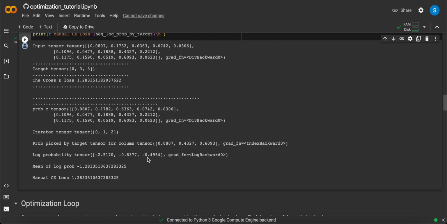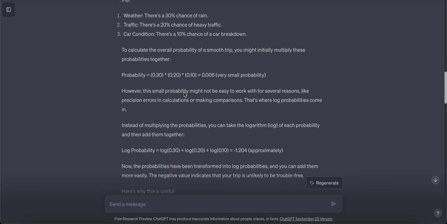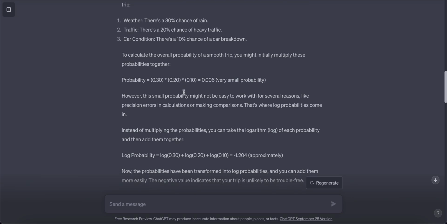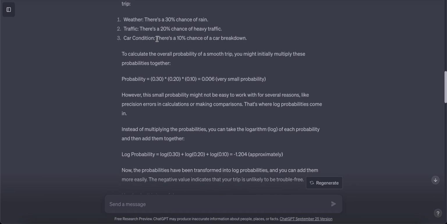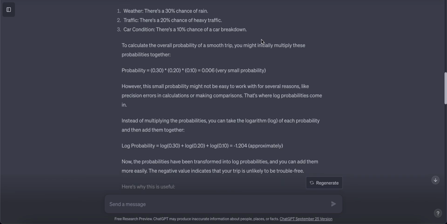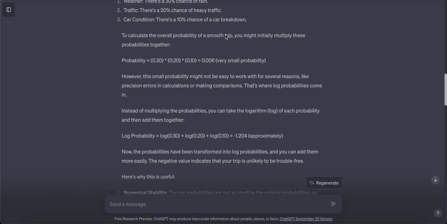Now log likelihood and log probability are very interesting concepts, and I'm just going to quickly show this ChatGPT example, which I really like. I did show this in a previous video, but I think it's important to go through this and fully understand it. So what it says here is you want to see how your trip will be. There's a 30% chance of rain, 20% chance of heavy rain, and a 10% chance of car breakdown based on your car condition, whatever.